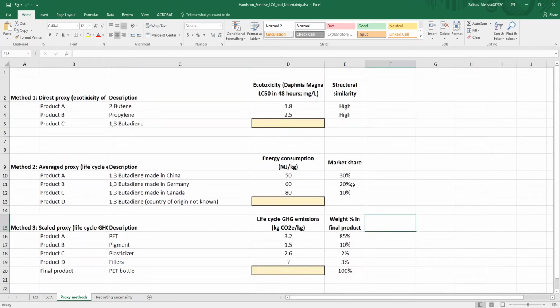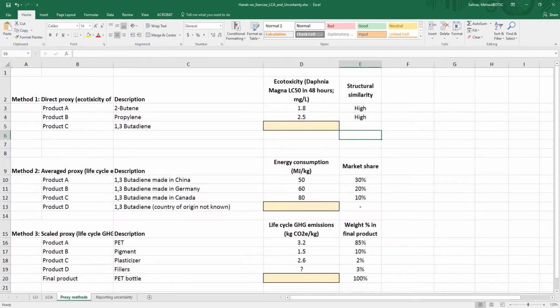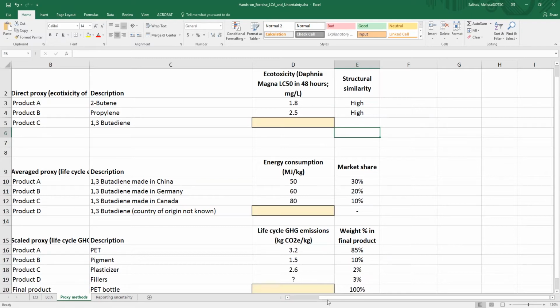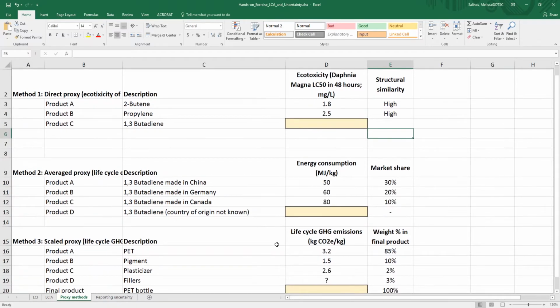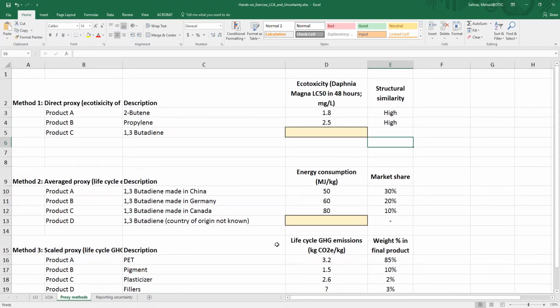In this particular case, let's say what we are interested in is to understand the ecotoxicity of 1,3-butadiene. And we didn't have that information, but product A, which was 2-butene, and product B, propylene, have similar structural characteristics as compared to 1,3-butadiene. If that's the case, then the question is, would you go with, for example, product A as a proxy or product B, or a combination of them as an average, for example? This is the methodology method 1.